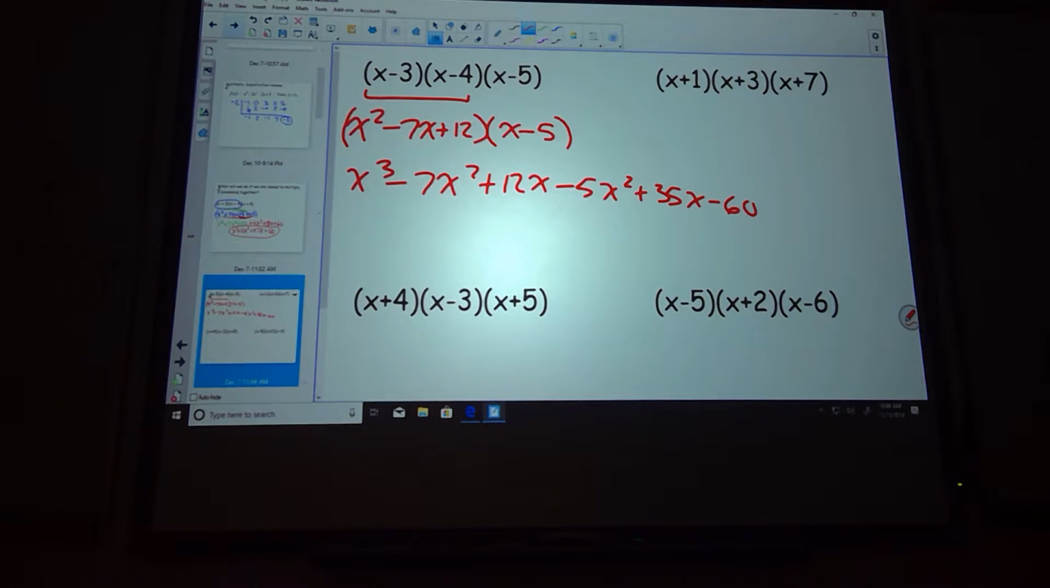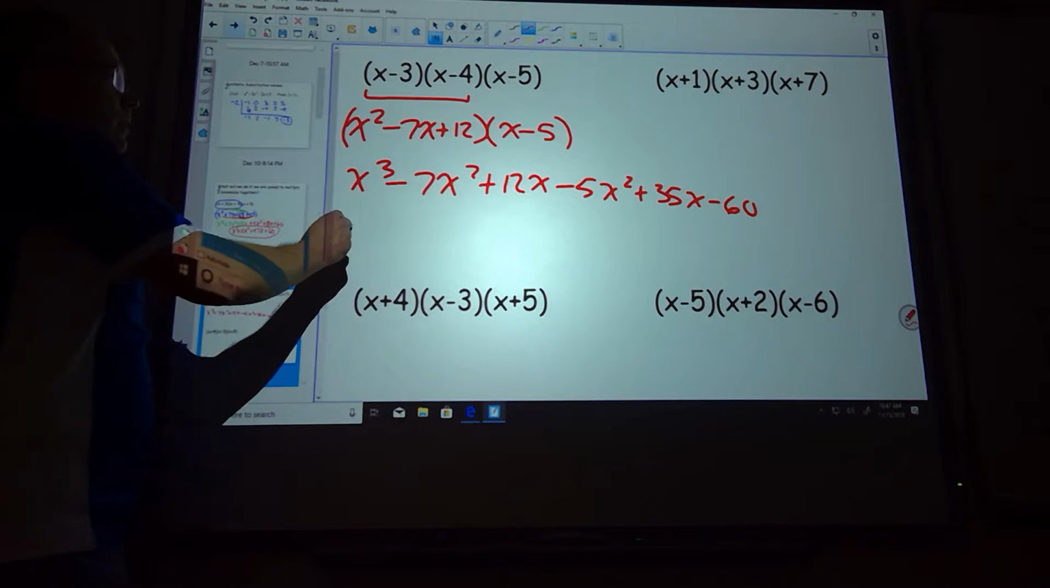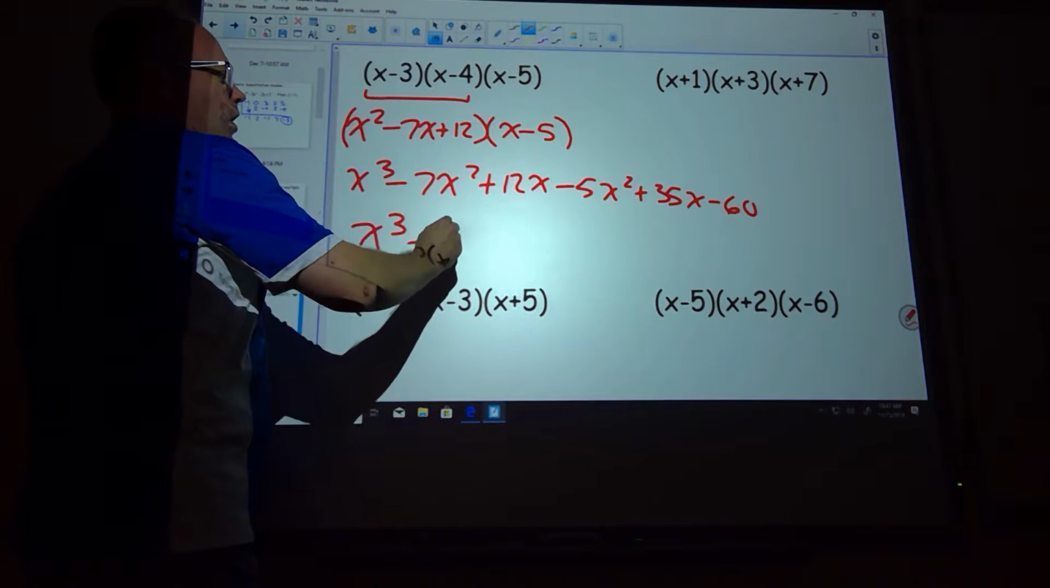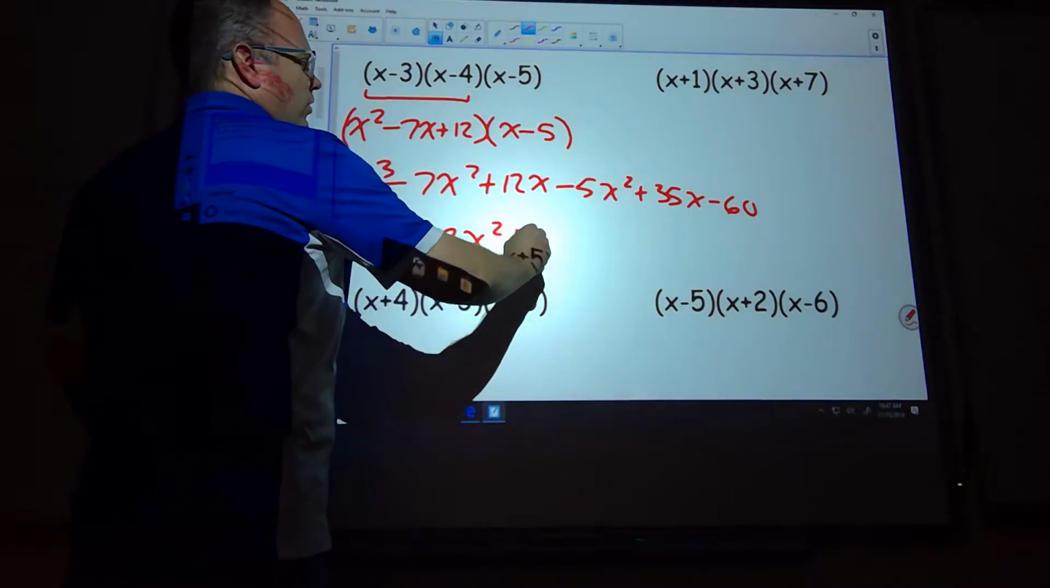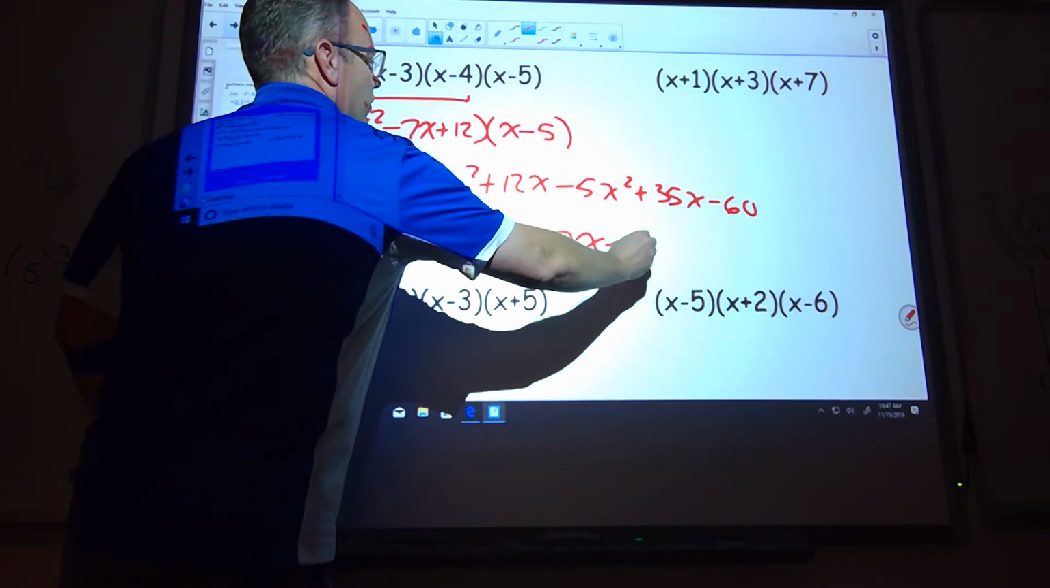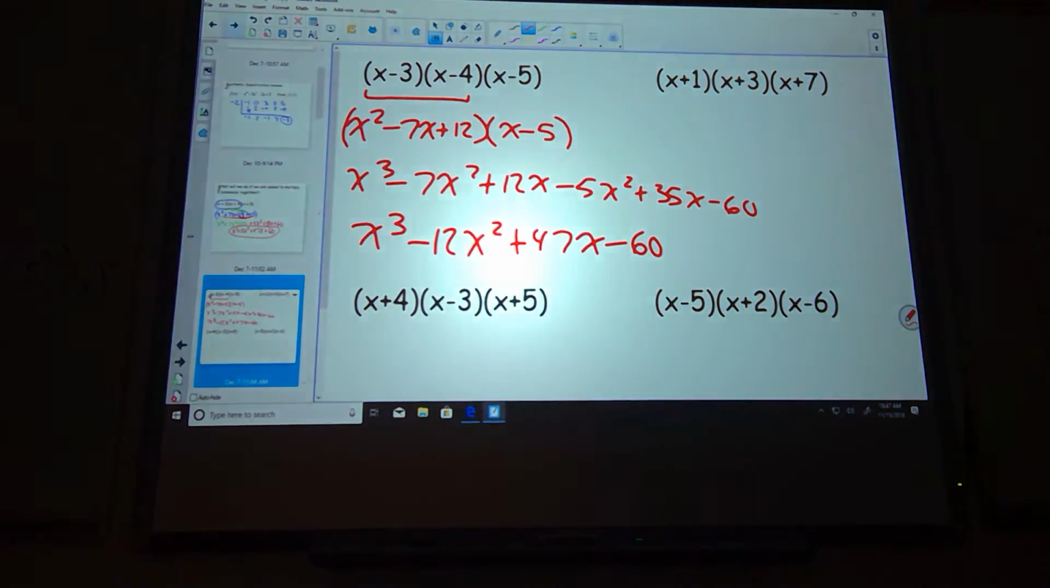It's kind of cool. All right, so then I'm going to combine like terms. So x to the third minus 12x squared plus 47x minus 60. Okay, same idea. Are there any of these that I need to multiply out again? No. Anyone need to see any more of these multiplied? Let me know if you do.